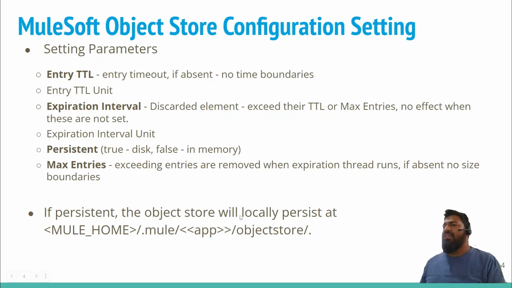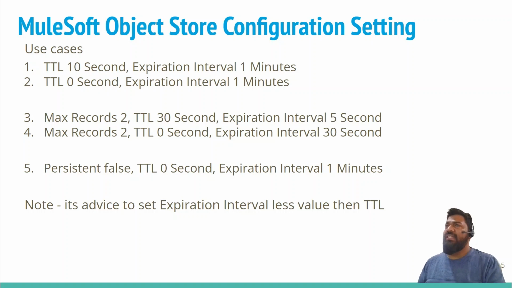One more thing I have already explained in my previous video: when we make persistence disk true, where are our entries going to be stored? It is the Mule home, mule.app folder, and an object store folder is created. Inside the object store folder, we will be able to see our key data. Okay, let me go to the next page. These are the use cases, 5 use cases I've considered for this demo purpose.